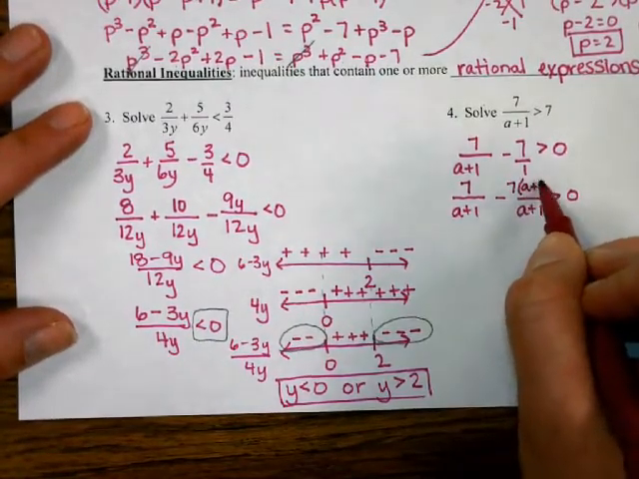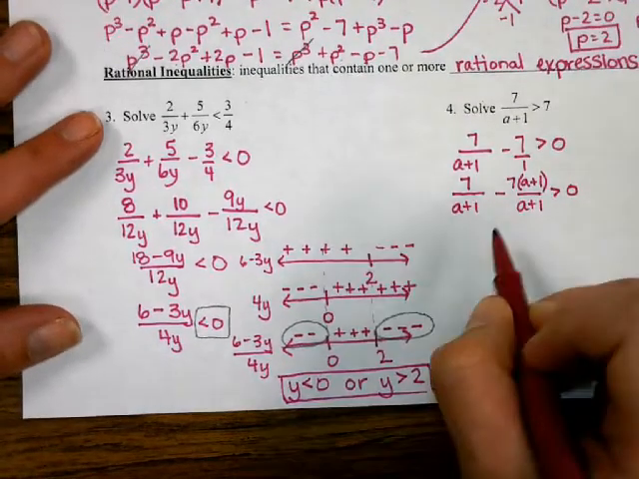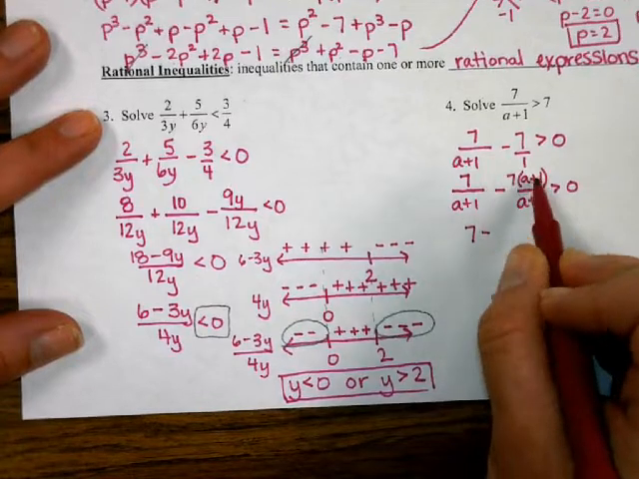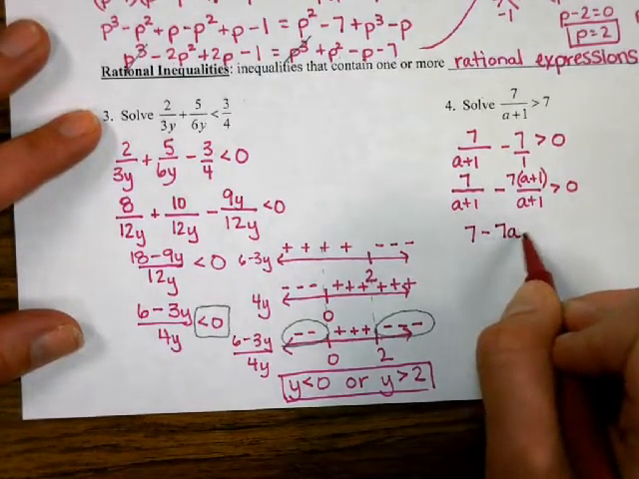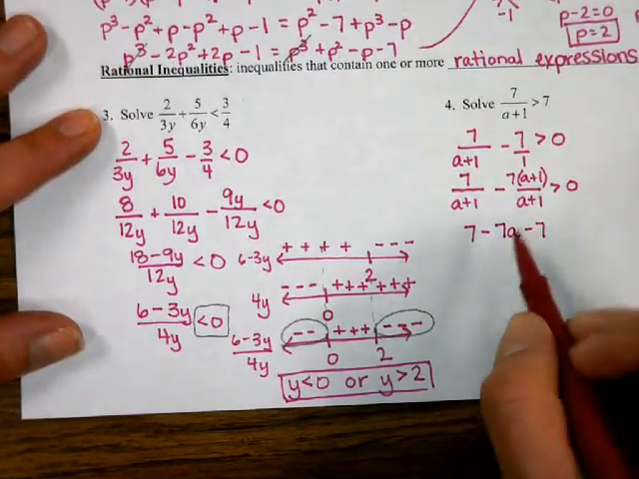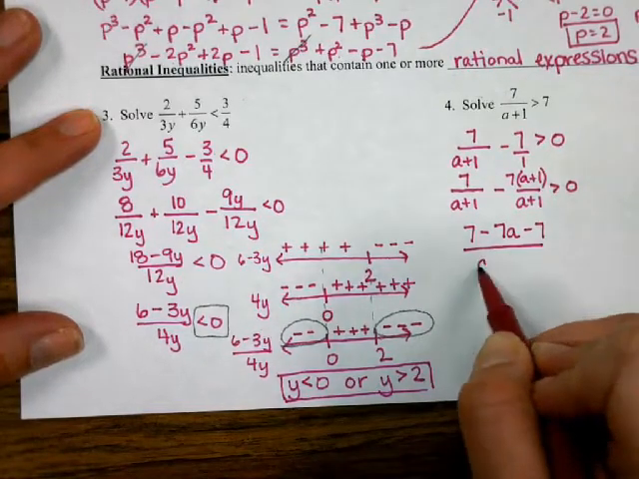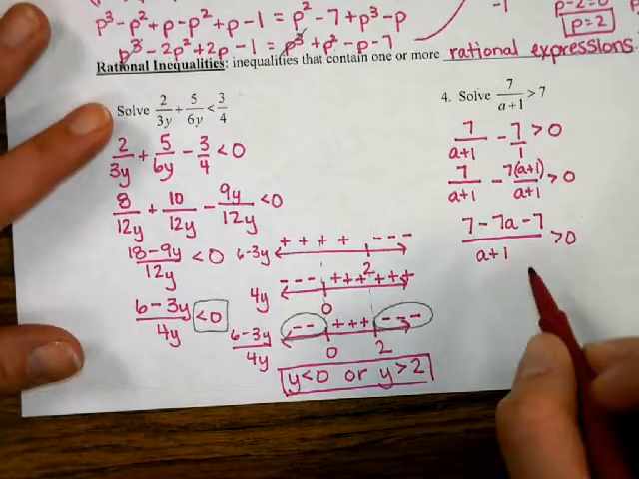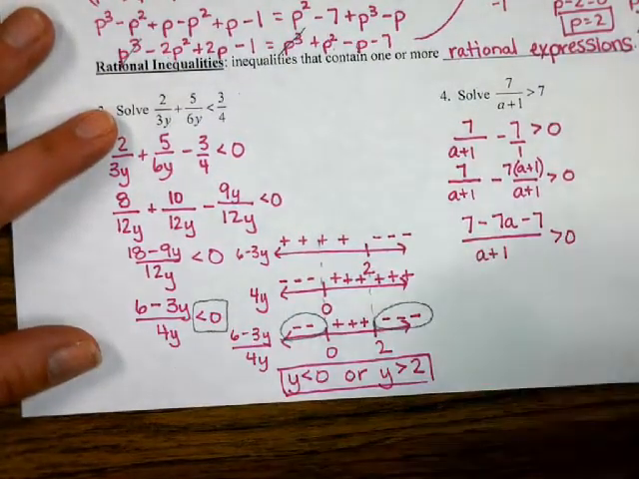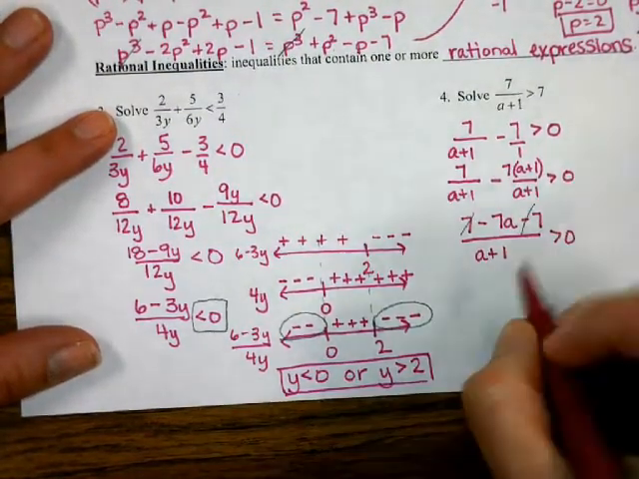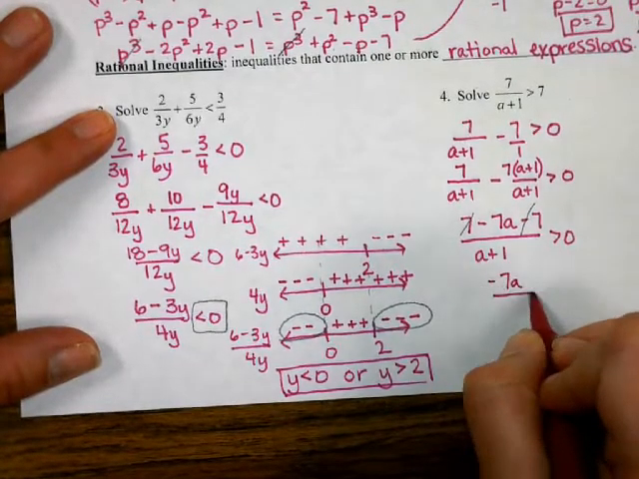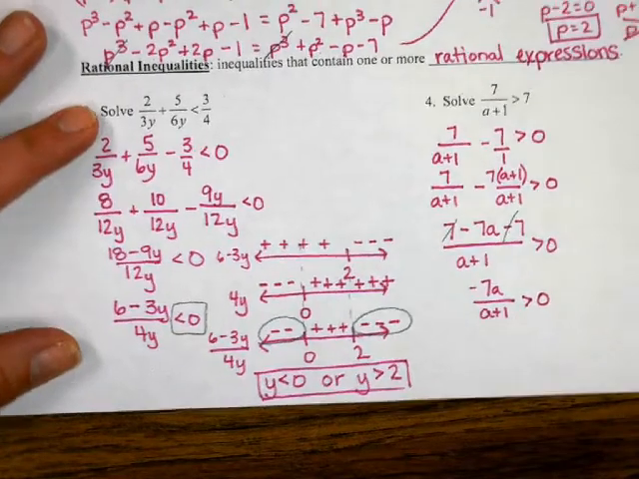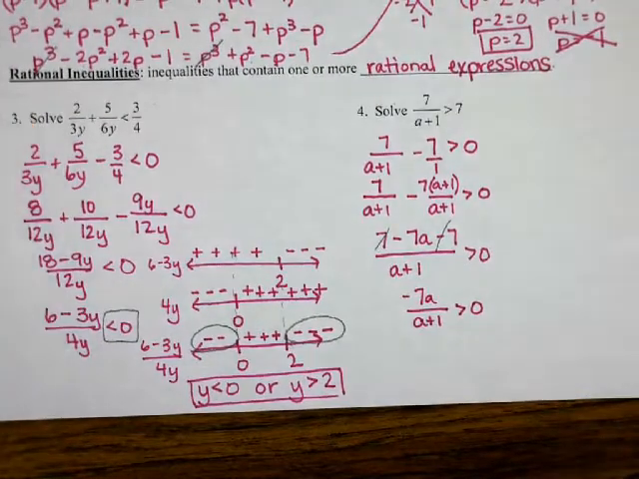All right, squish it together. 7 minus, and I'm going to distribute a negative 7, so I get negative 7a minus 7 all over a plus 1 greater than 0. Those cancel. So negative 7a over a plus 1 is greater than 0. Okay, once you've got it simplified and you've got it all with one denominator, then you're going to do your number lines.